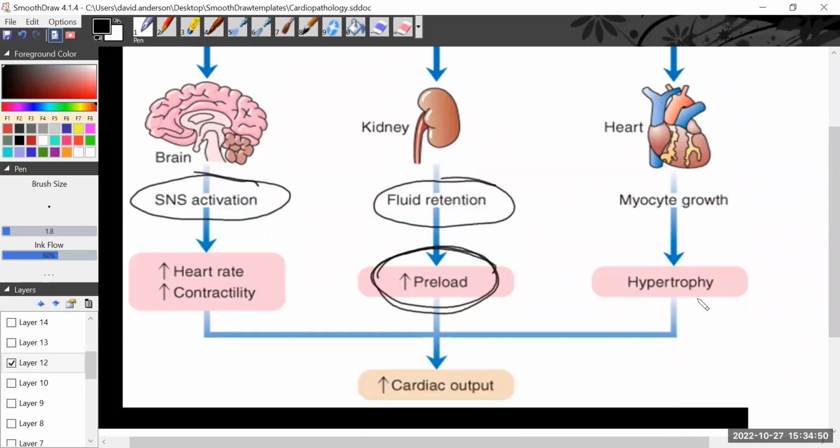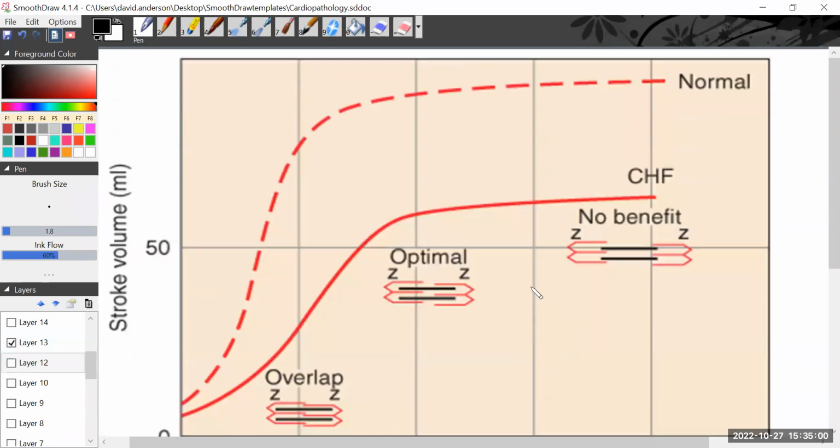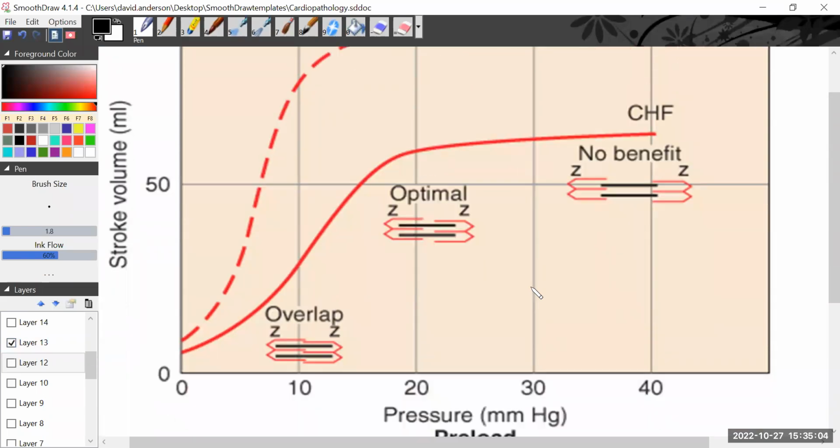We're going to get hypertrophy. Now, hypertrophy becomes a problem if it's excessive. And by that, what I mean is by looking at this graph. So if we look at this little depiction here, is good. We talked a little bit about this after test 2.